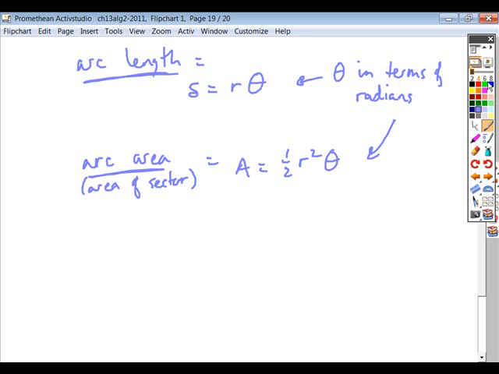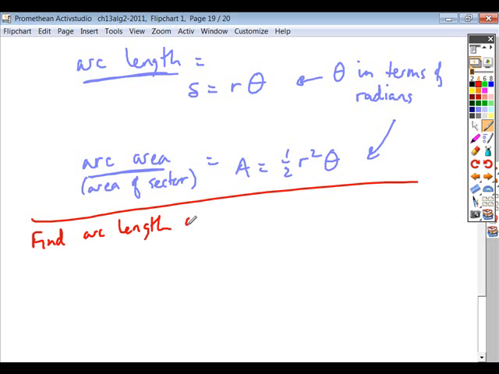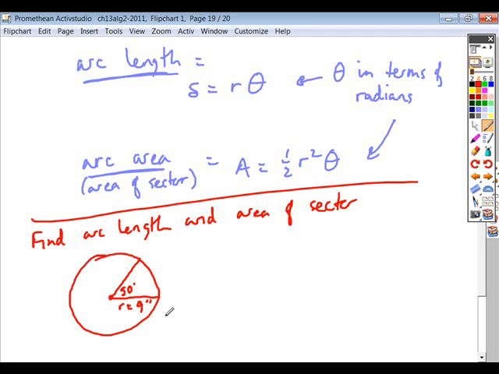All right, so let's say I gave you the following problem. If I gave you a central angle of 50 degrees, which is your theta value, and I gave you a radius of 9, okay, so here is the arc length, and then the area would be this whole shaded region. I want you to see if you can calculate the arc length and the area of that measure, please.